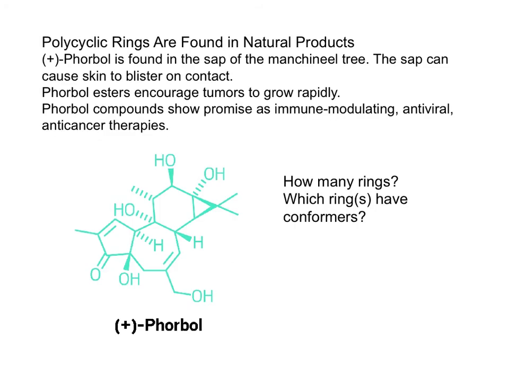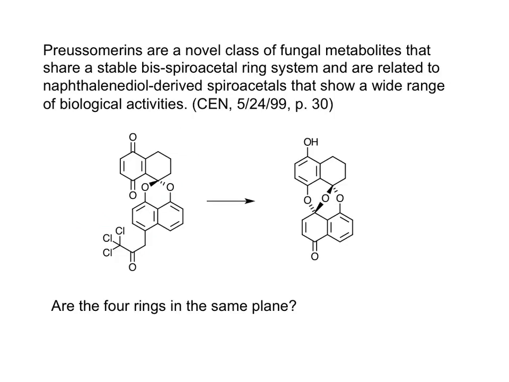Here is a polycyclic ring which may be used as an anti-cancer therapy. Fusamarins are compounds that show a wide range of biological activities. Stop the video and answer the question, are the four rings in the same plane? And the answer is no. Note the wedge and dash on this carbon.